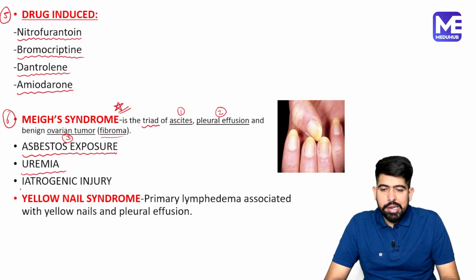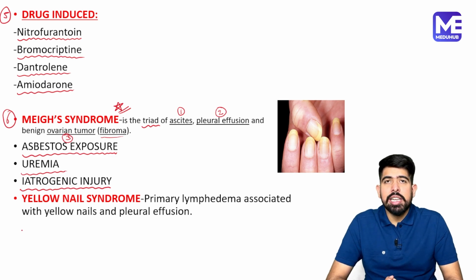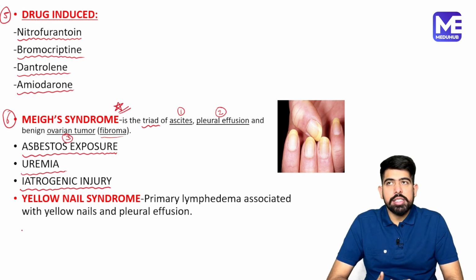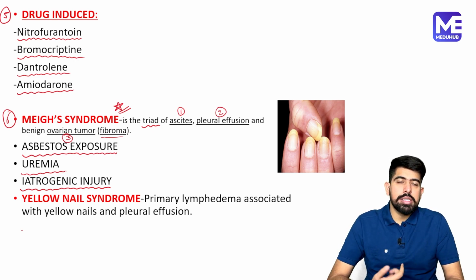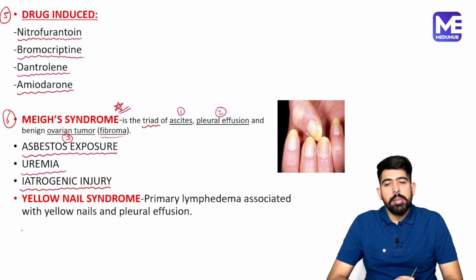And some iatrogenic injuries. What do you mean by iatrogenic injuries? If some doctor is doing a procedure or surgery, and due to the doctor's mistake there is a defect in the diaphragm, or maybe some pleural tear, right? So due to these iatrogenic injuries, pleural effusion may also be seen.